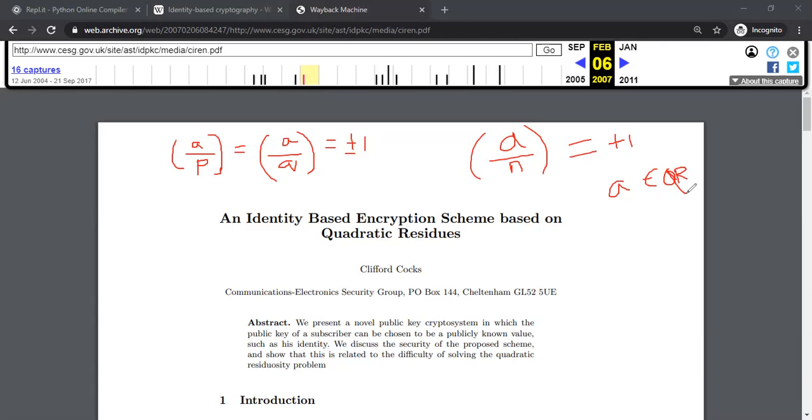Many crypto systems are based on it. I talked about it in the Blum-Goldwasser crypto system, for example, and many systems are based on that assumption. Now, let's get back to identity-based encryption. So what is identity-based encryption?